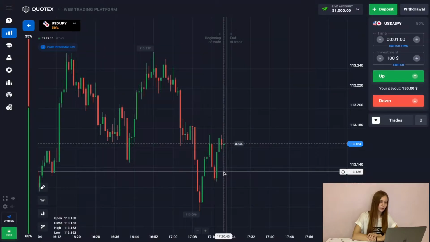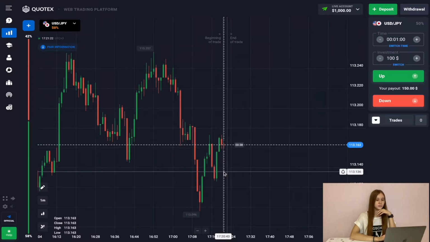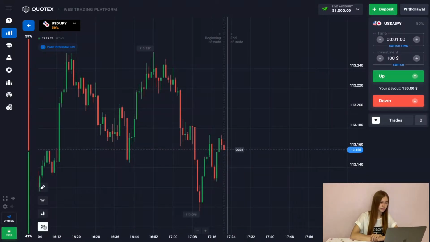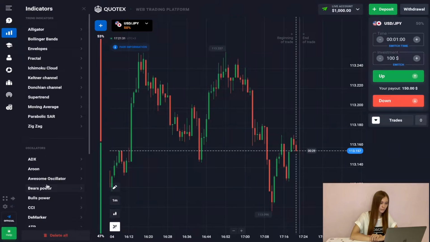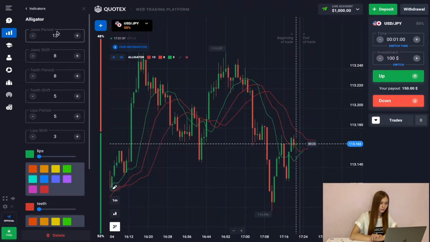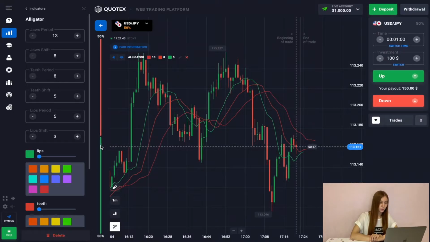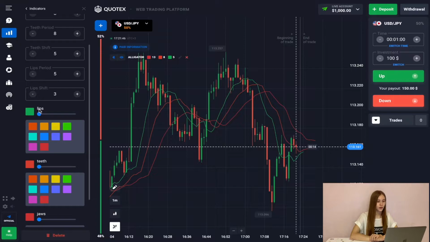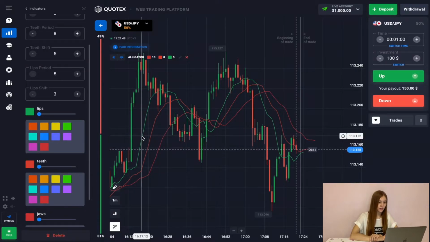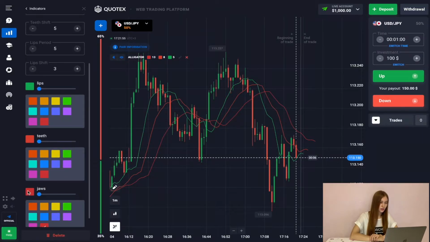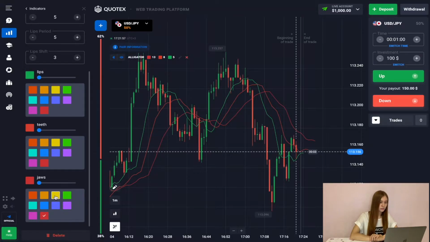Today we will consider the alligator indicator and we will trade according to this indicator. In order to select it, we go to this key and select the alligator. We have moving average lines. There are only 3 of them and we can choose the colors. As we see, the green lips, the red teeth, and so let's choose the third color.